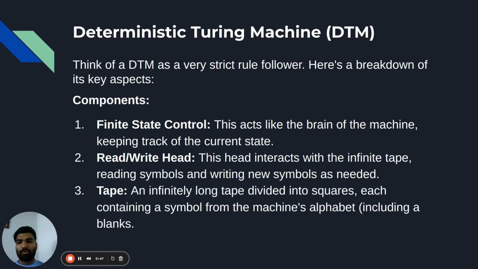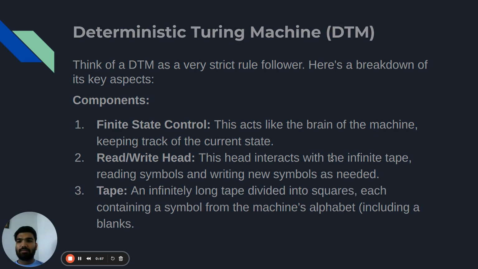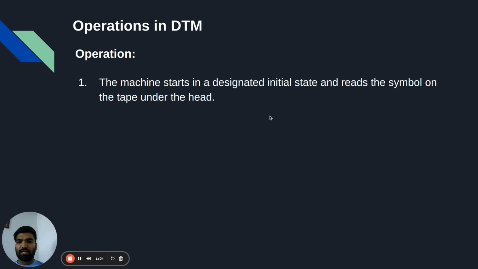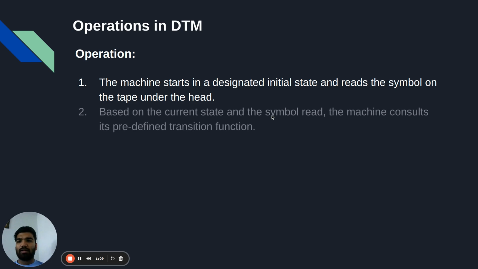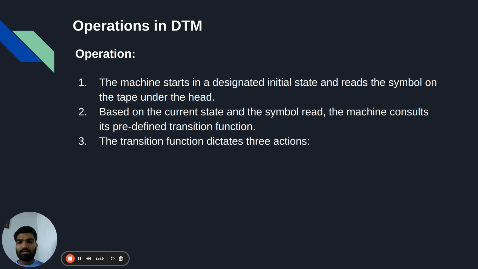Now the third component is tape. It is an infinitely long tape divided into squares, each containing a symbol from the machine's alphabet, including blanks. And the operations of a deterministic Turing machine: firstly, the machine starts at a designated initial state and reads the symbol on the tape under the head. The second operation is, based on the current state and the symbol read, the machine consults its predefined transition function. Then the third operation is the transition function dictates three actions.